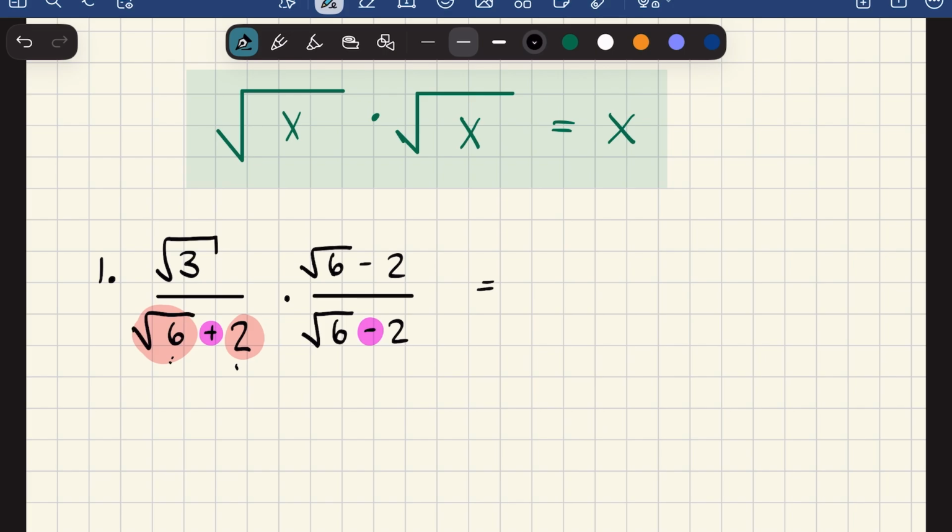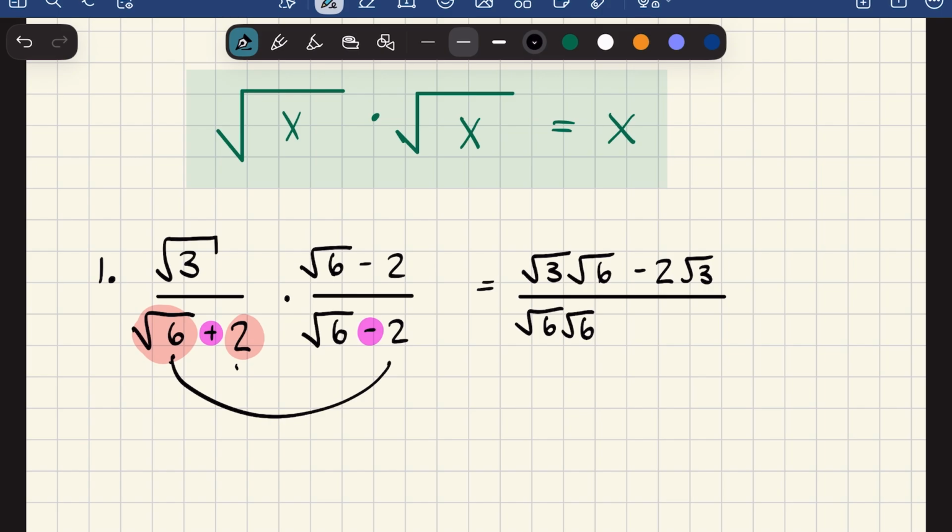Now, let's distribute. We get square root 3 times square root 6. That becomes square root 3 times square root 6. Next, we get square root 3 times negative 2. So we get negative 2 square root 3 over, we do the distribution again, square root 6 times square root 6. We obtain 6, but for the sake of writing everything out, I'll just write that. Next, we do square root 6 times negative 2. We get negative 2 square root 6.